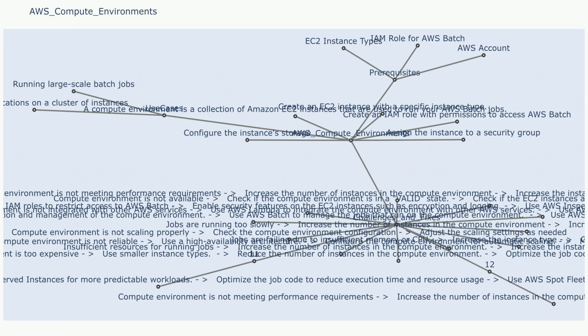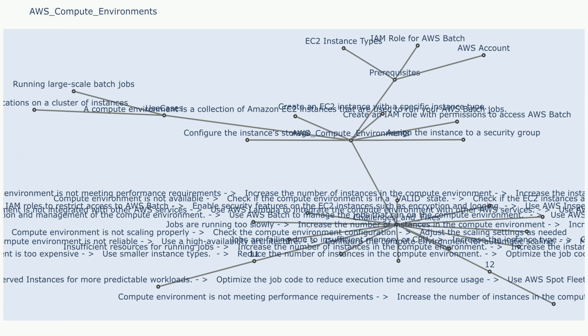Challenge: compute environment is not integrated with other AWS services. Fixes: use AWS Lambda to integrate the compute environment with other AWS services. Use AWS API Gateway to expose the compute environment as a web service. Use AWS S3 to store the data that the compute environment uses.